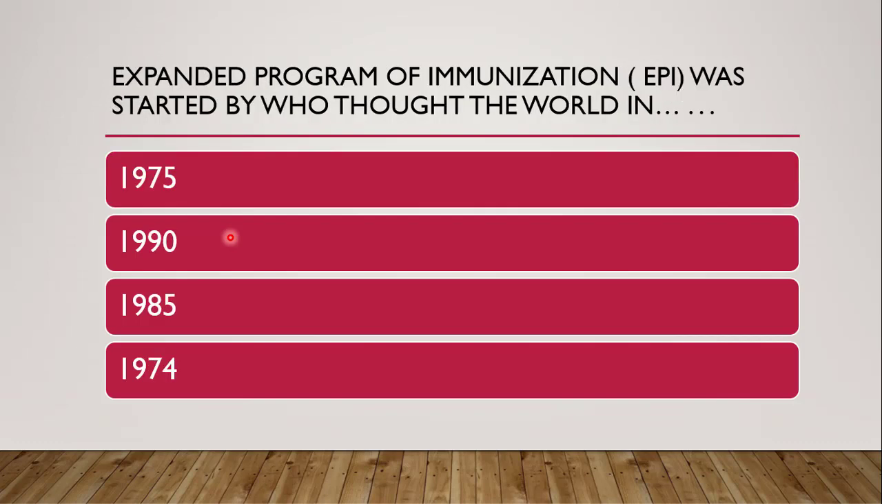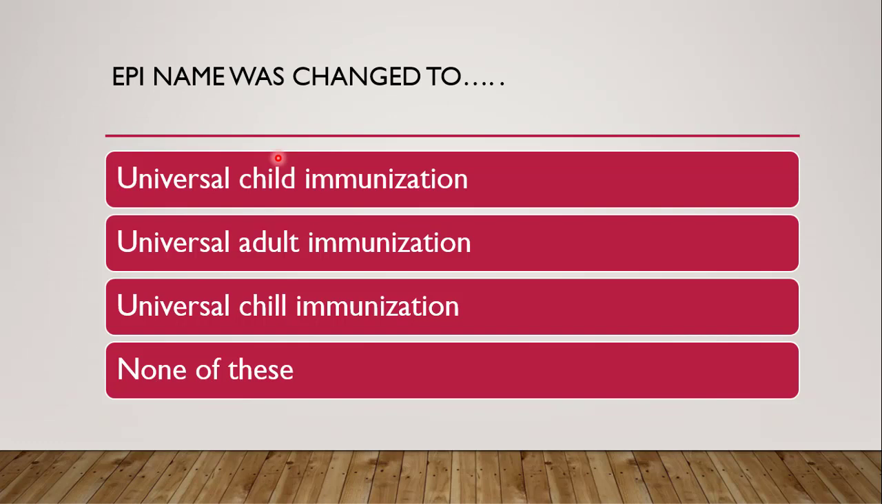1985. Next question is, Expanded Program of Immunization, that is EPI, was started by WHO throughout the world in dash: whether it is 1975, 1990, 1985 or 1974. The correct answer is 1974. In 1974, EPI was started by WHO throughout the world. That is Expanded Program of Immunization.